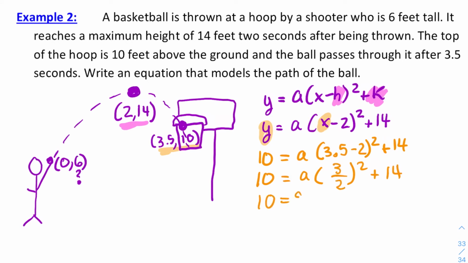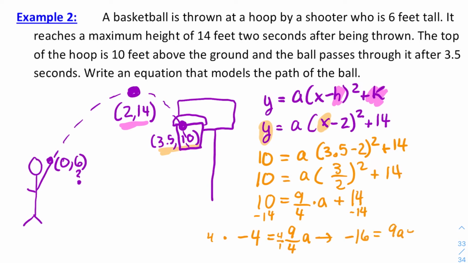If you square 3 halves, you'll have 9 over 4 a, plus 14 equals 10. So subtract 14 from both sides, it's going to give you -4 equals 9/4 a. If I multiply both sides by 4, I could do this in one step and multiply by 4 over 9, but I'm doing it in 2. Multiply both sides by 4, you'll get -16 equals 9a. And then a is going to be -16 over 9.